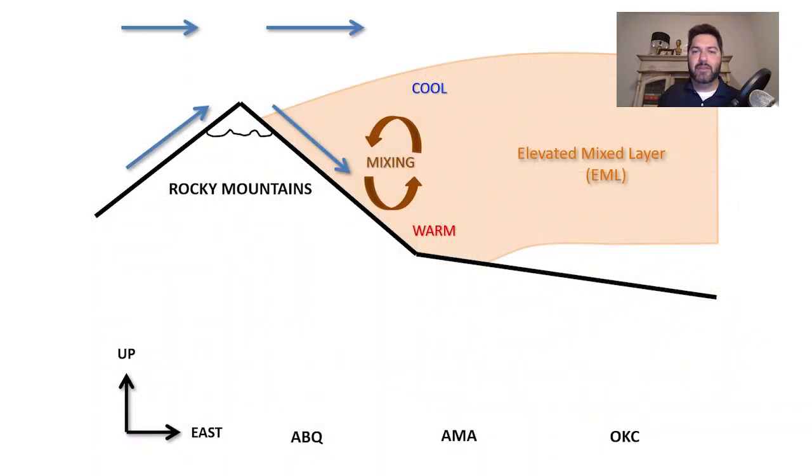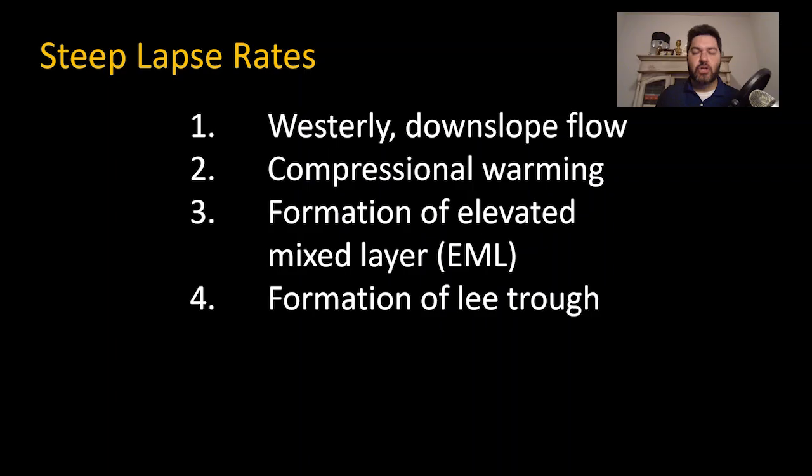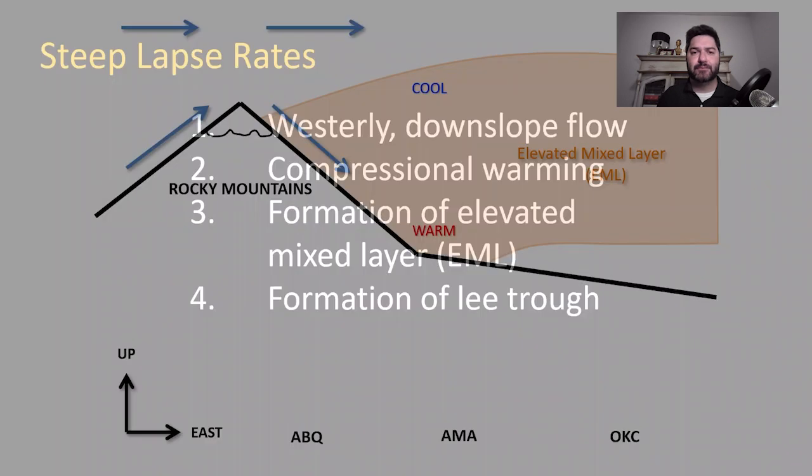Now, that elevated mixed layer that we were talking about is pushed eastward by the winds aloft and is advected, that means moved by the wind, over the moisture to the east. So this is why it's known as the elevated mixed layer. So now we have most of the process for the formation of steep lapse rates. The final step is the formation of the lee trough.